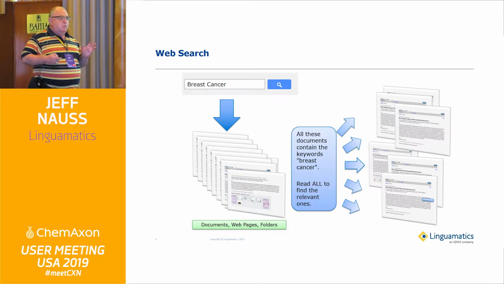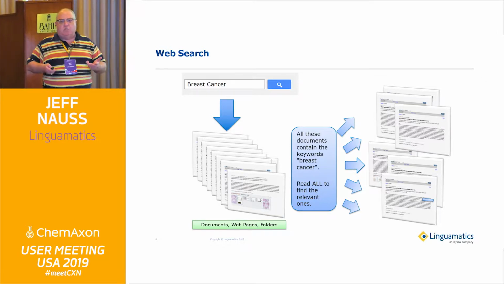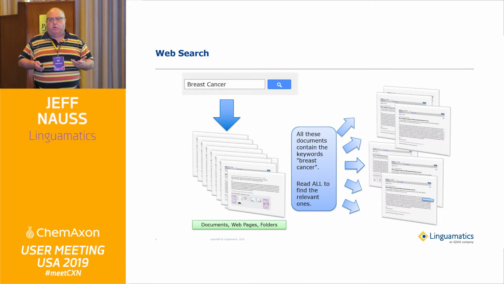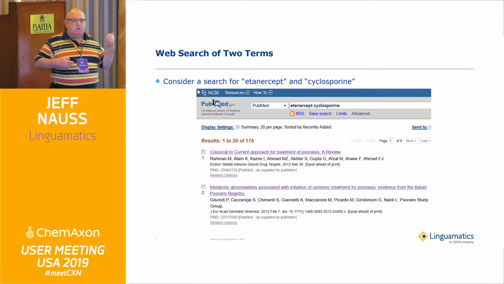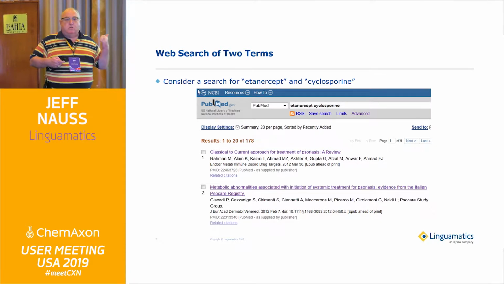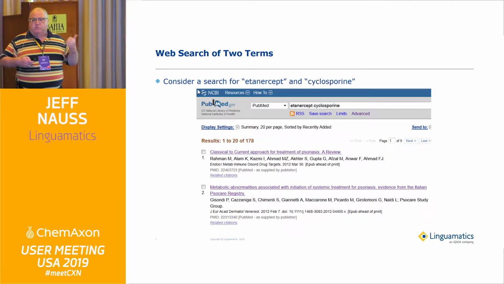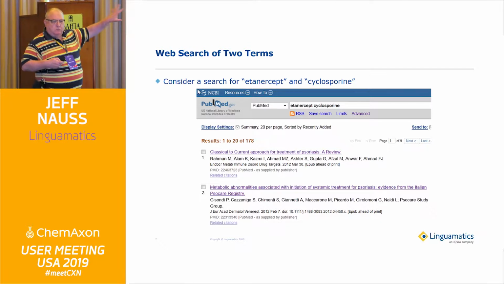But in order to really know what are the relevant documents, you pretty much have to go in there and look at each one of the documents. Okay, that'll get you someplace. Let's consider a little more detail, another type of web search, in this case PubMed. And we're searching here for two drug molecules, etanercept and cyclosporin. At the time that I ran this query to make this slide, there were many hits, but these are the first two.